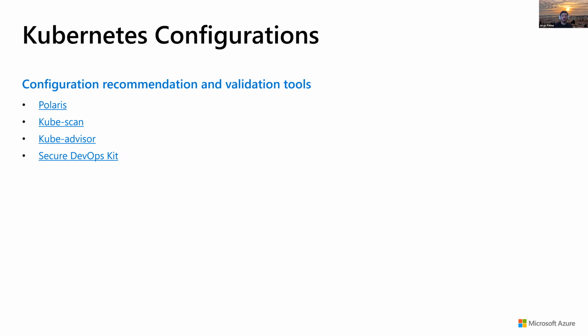All right, so on to actual concrete solutions. What can we do? There's a lot of actual recommendation and validation tools out there that are absolutely great for this job. So a few of them to call out, and you can check the links on the slides when you download them after the presentation. Things like Polaris, KubeScan, KubeAdvisor, the Security DevOps Kit are great tools that, in some cases, give you recommendations of best practices and validations that you need to do. And in many other cases, they are actually able to make sure that your cluster is running according to those same recommendations, and so validate the configuration of that cluster specifically.